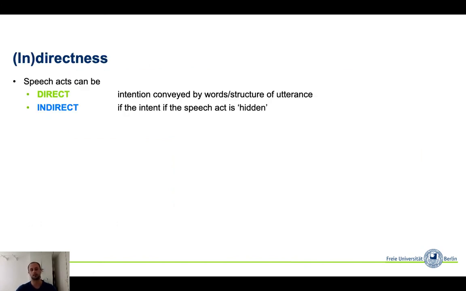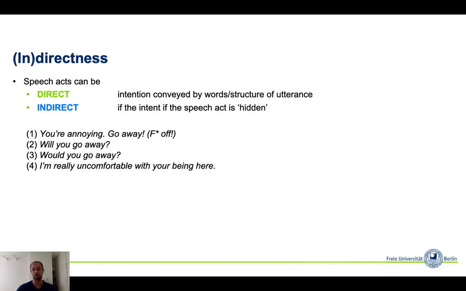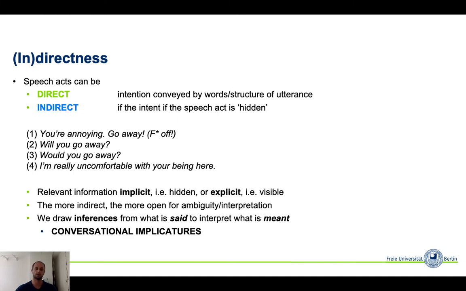So we've seen that we can distinguish between direct and indirect speech acts. And we can also distinguish between different degrees of directness or indirectness, right? So if we're unhappy about the presence of someone, we can use anything from 1, 2, 3, 4, and of course, many other options. But what is important here is that the relevant information is very often implicit. It's hidden, it's not explicit.